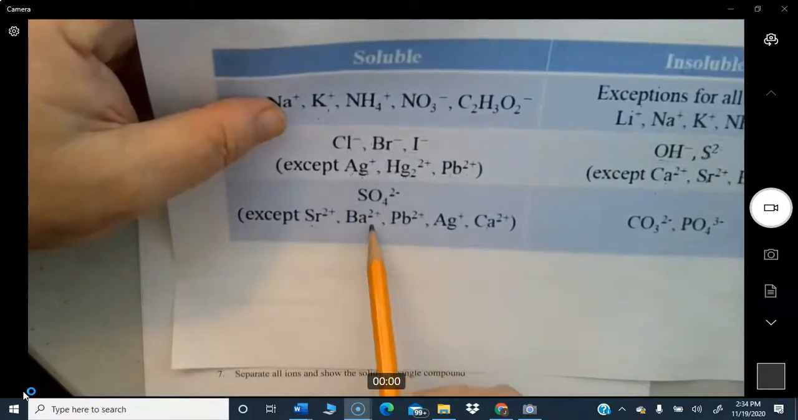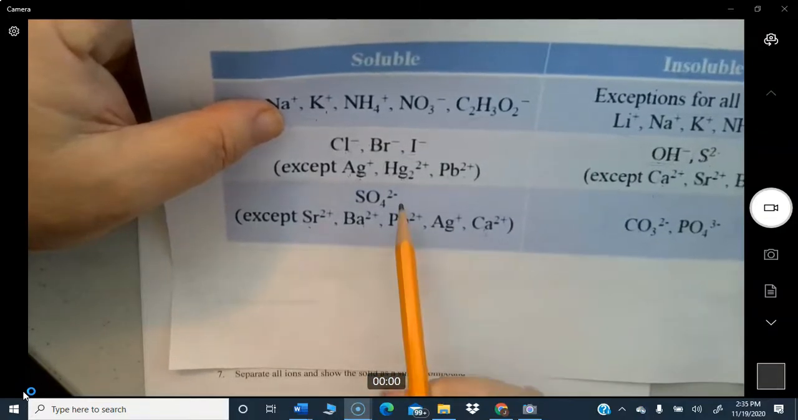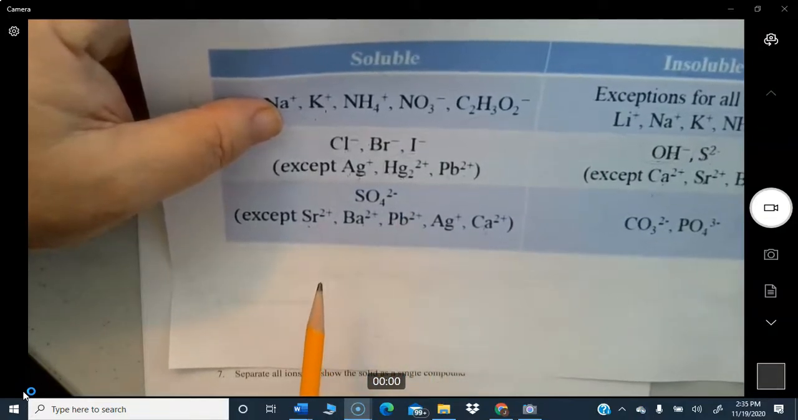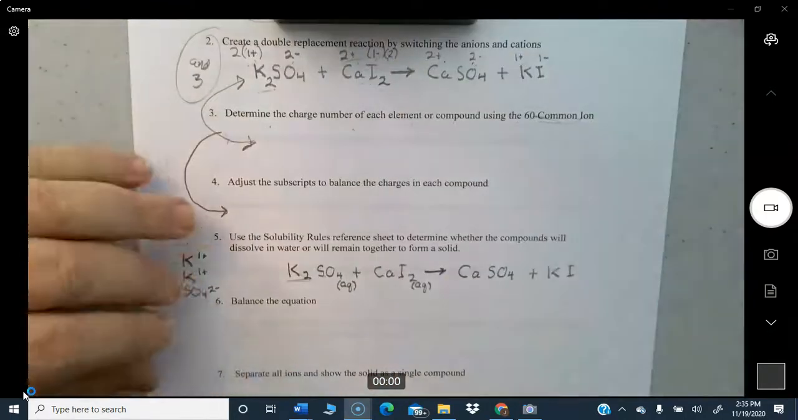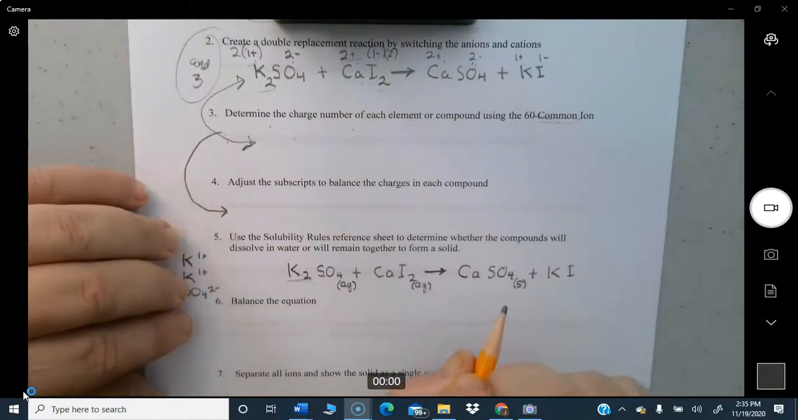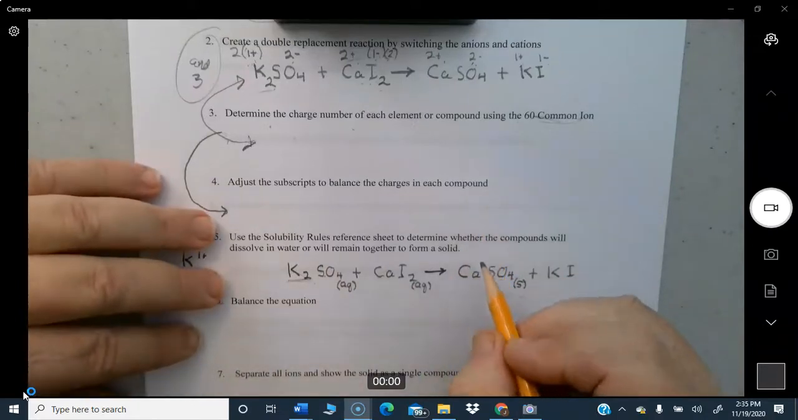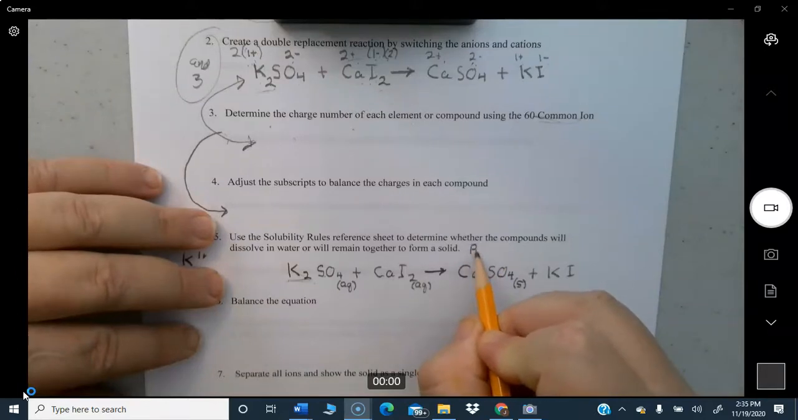All right, now we come over here and we look at CaSO4, and SO4 is right here, and it's soluble with everything except these 5, and Ca is one of the 5. So CaSO4 is insoluble in water. So what does that make it? That makes it a solid. It basically forms a solid. Usually the solid will sink to the bottom of the beaker or wherever you're doing the chemical reaction, and that's called a precipitate. Okay, I'll write that word up here. This is a solid and it's called a precipitate.